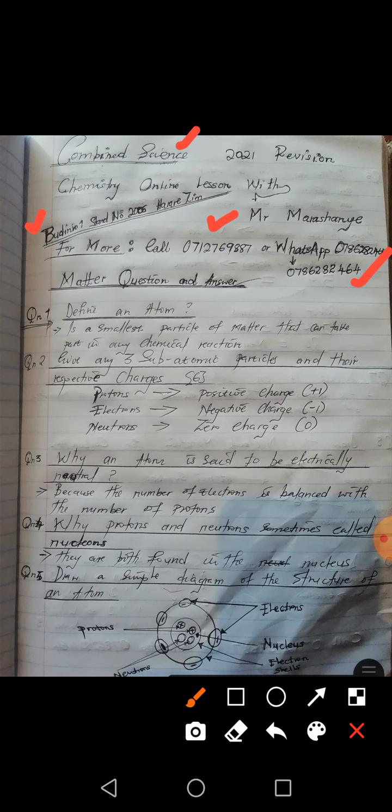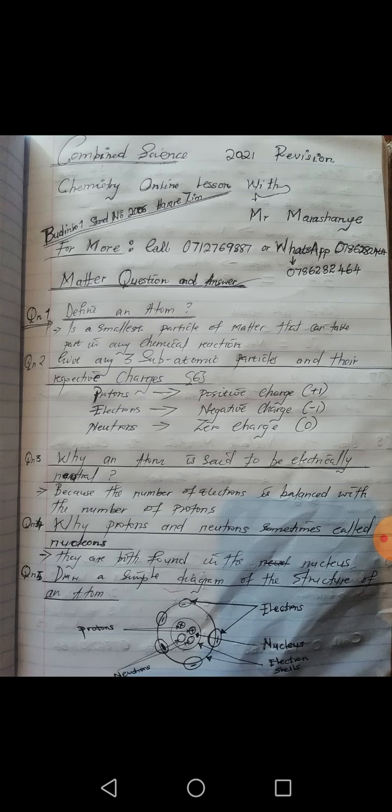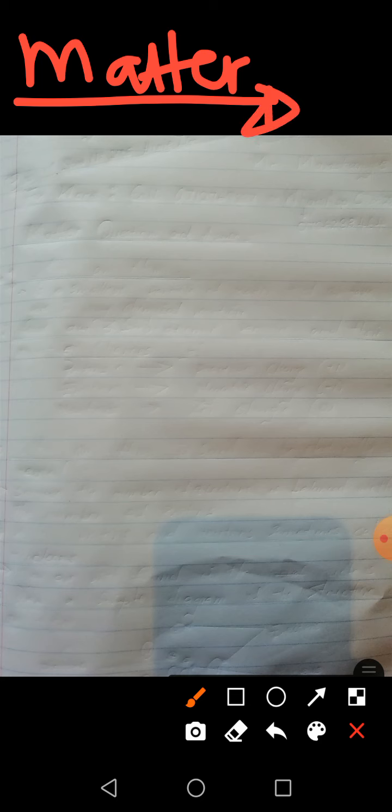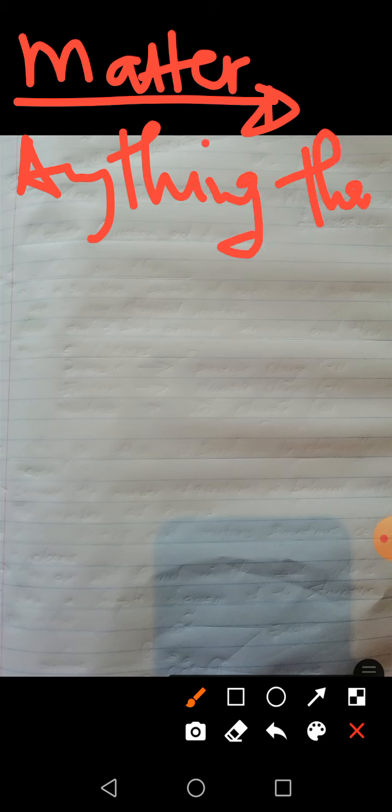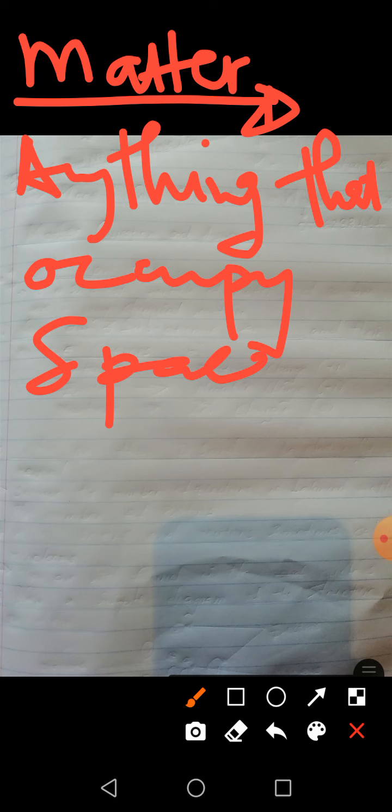So this first question is saying define an atom. Let me explain something on atoms. Let me first explain matter. What is matter? Matter is anything that occupies space, or we can say anything that has mass and a volume. Right, this is very clear.